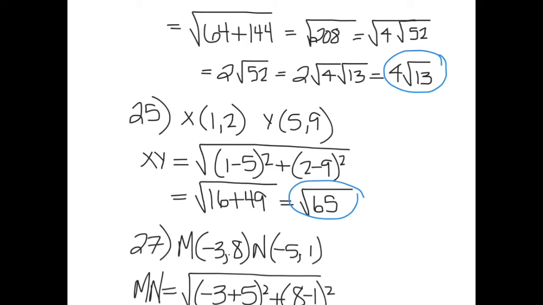All right, number 23. I'm using the distance formula again. Using the distance formula, I come up with the square root of 208. When I simplify that radical, I actually get 4 times the square root of 13. Number 25, the square root of 65 is my answer. I cannot simplify that. Number 27, the square root of 53 is my final answer. I cannot simplify that.